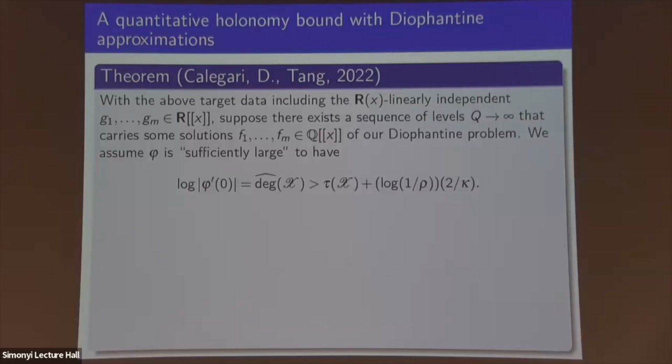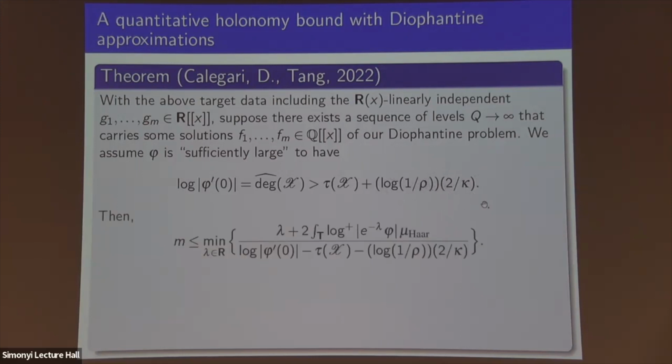Then the quantitative version of the previous theorem is the following. Suppose we have these targets G_i, and then we have a sequence of levels, and for each q we have those approximants in the coefficient-wise sense. And we suppose that this analytic mapping phi is large enough in the following sense: it has conformal size strictly bigger than a quantity involving tau of the template, this approximation exponent kappa that I had, and rho. And then we have the following upper bound on m, assuming these functions are linearly independent over Q(x). So this is the dimension bound.